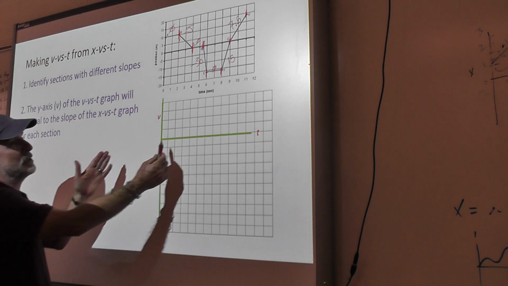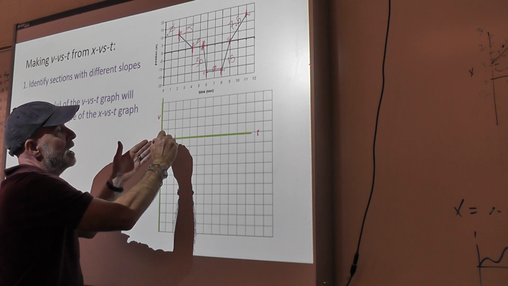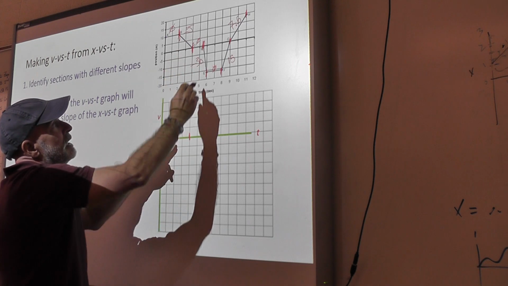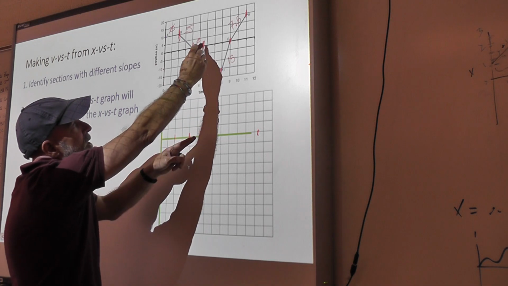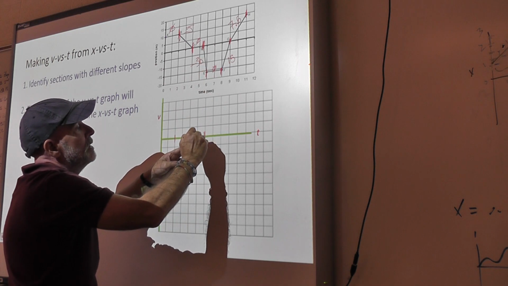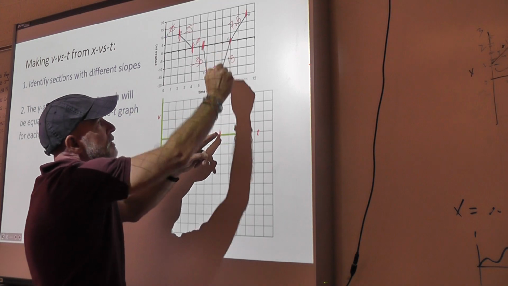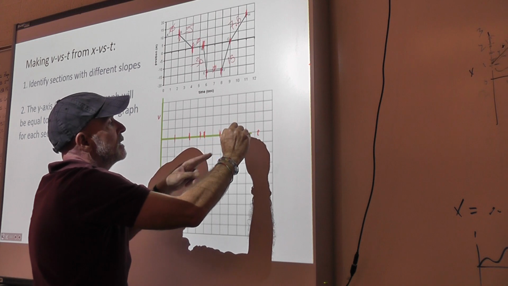So the time periods are going to be the same. I'm going to have part of my velocity versus time graph for 2 seconds. The next 2 seconds is going to be part of it. The next second and a half is going to be part of it. And then there's going to be part of it that's only a half second long. And then there's going to be part of it that's 2 seconds long. Then there's going to be part of it that's 1 second long. And the last part is going to be 2 seconds long.